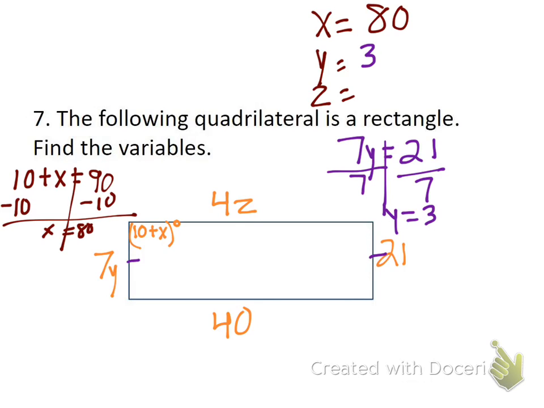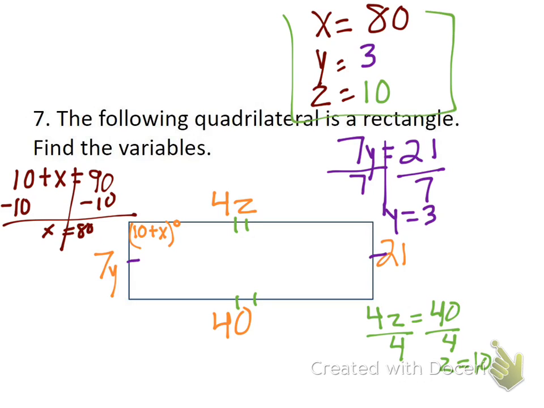Last but not least, the z. What does 4z equal? 40. Good. 4z equals 40. Divide both sides by 4. Z equals 10.